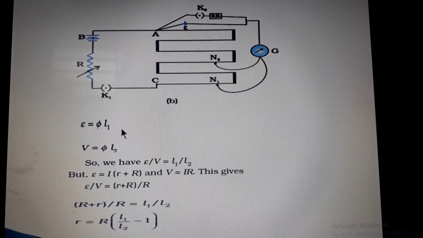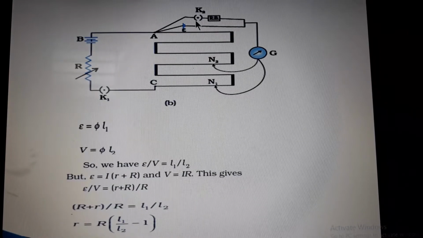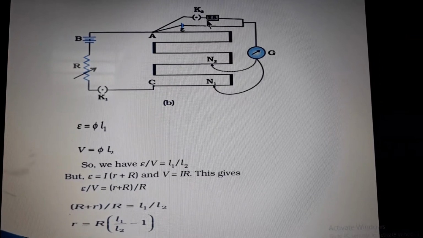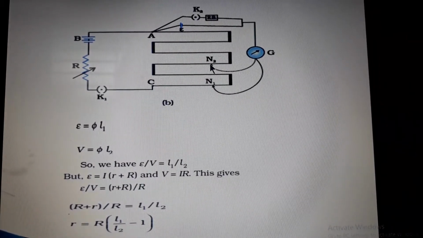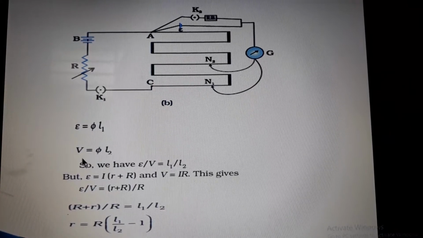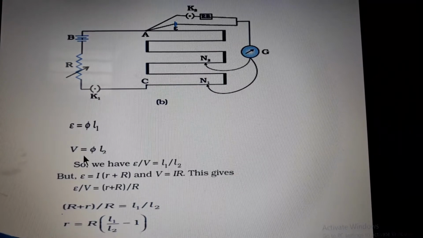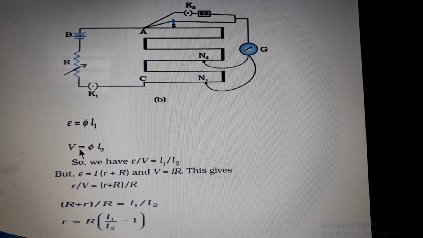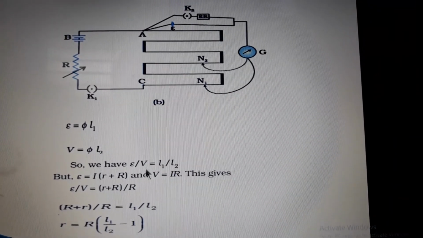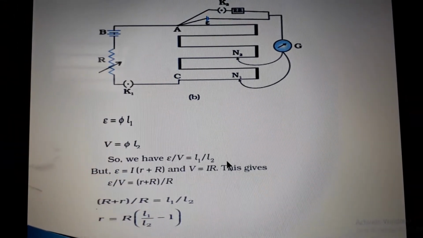So E is equal to phi L1. But when K2 is connected, at that time you will get the null point N2. So at that time V is equal to phi L2. Divide equation number 1 and 2. E by V is equal to L1 by L2.